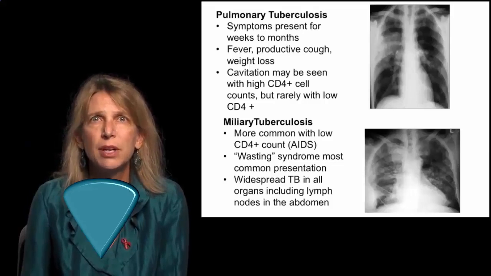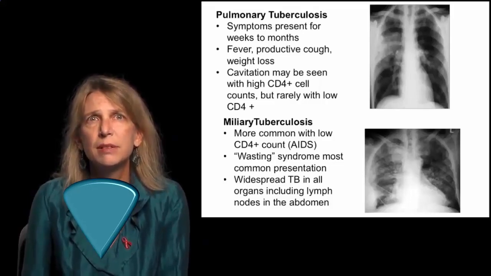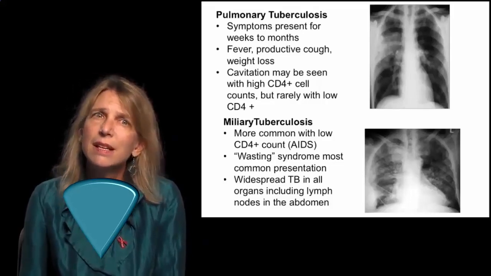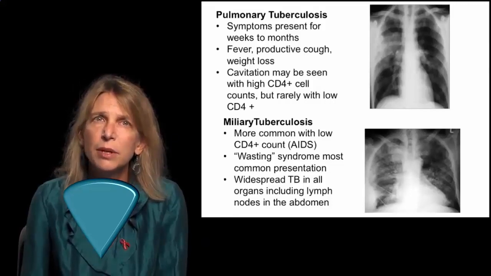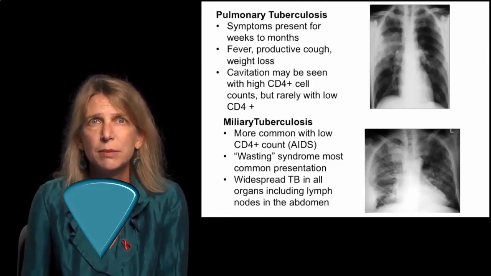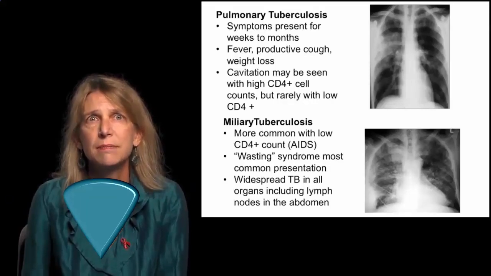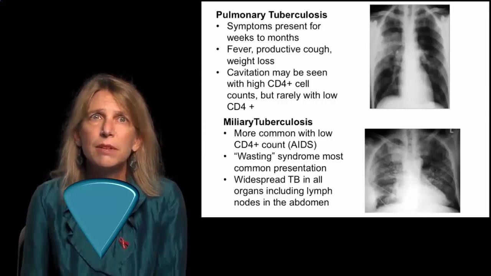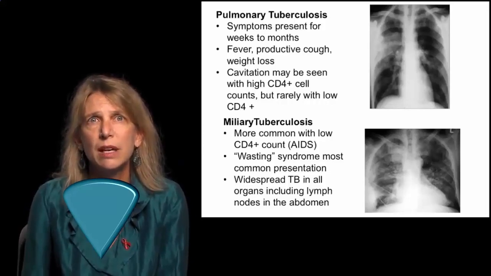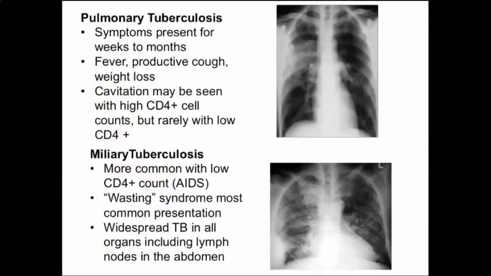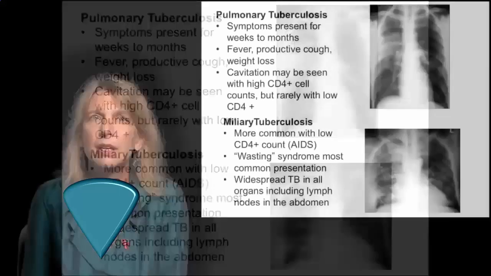In pulmonary tuberculosis, symptoms are present for weeks to months. This is in contrast to bacterial pneumonias, also common in patients with HIV, where symptoms are present for days. Patients with pulmonary tuberculosis present with fever, productive cough, and weight loss. Cavitation may be seen and is often seen in patients with high CD4 cell counts, but rarely found in those with low CD4 cell counts.